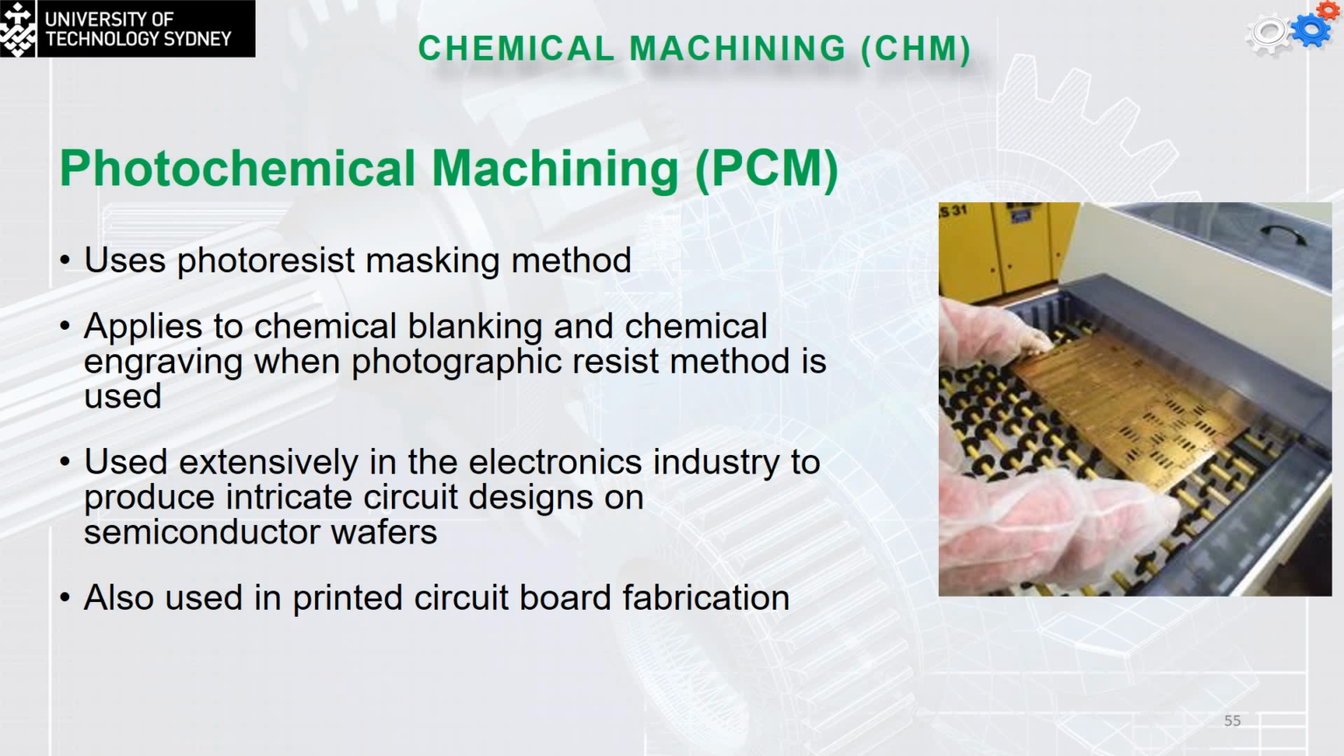The photochemical machining process uses photoresist masking methods, and applies chemical blanking and chemical engraving when the photographic resist method is used. It is used extensively in the electronics industry to produce intricate circuit designs or semiconductor wafers. It is also used in printed circuit board fabrication.